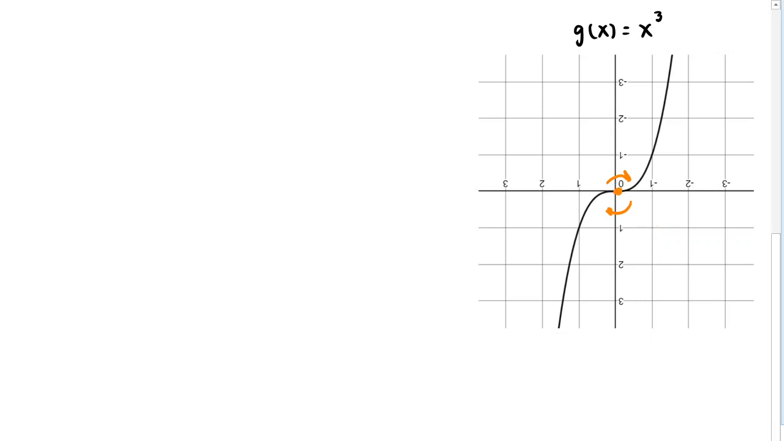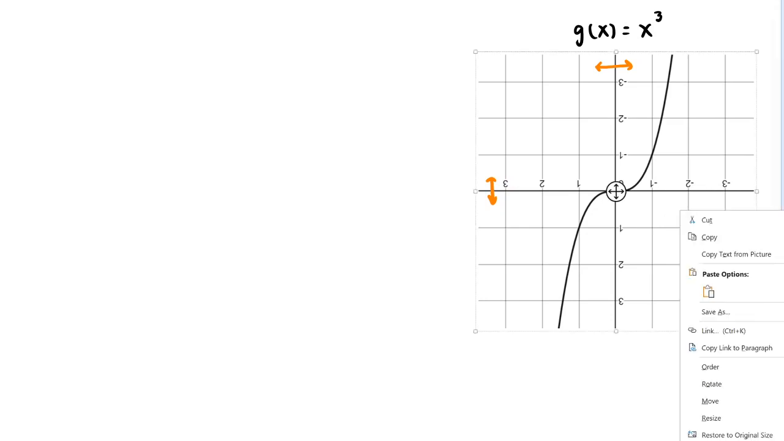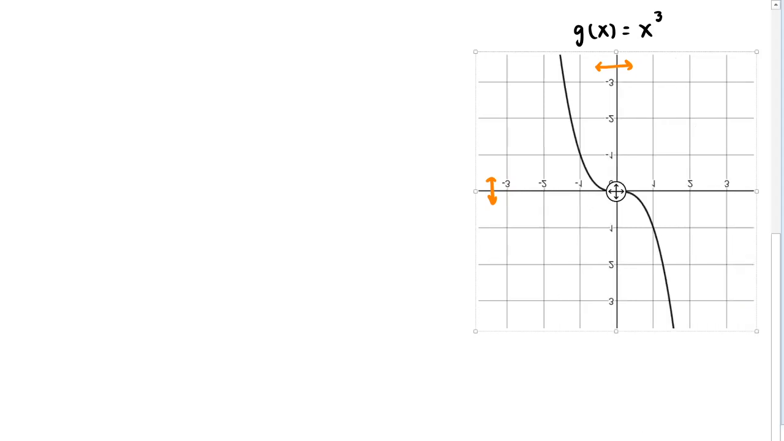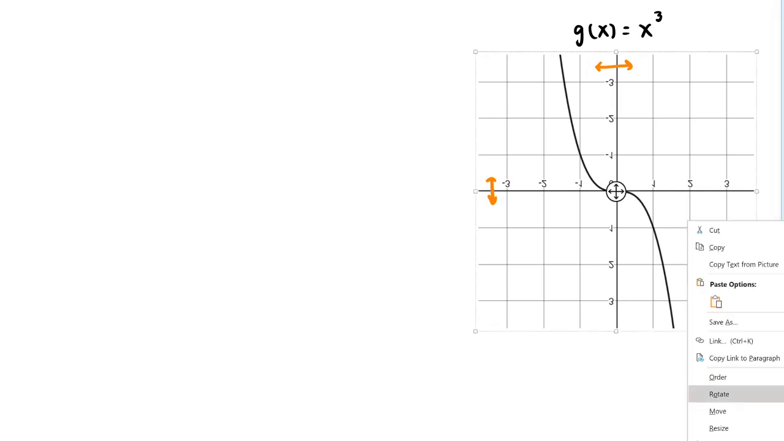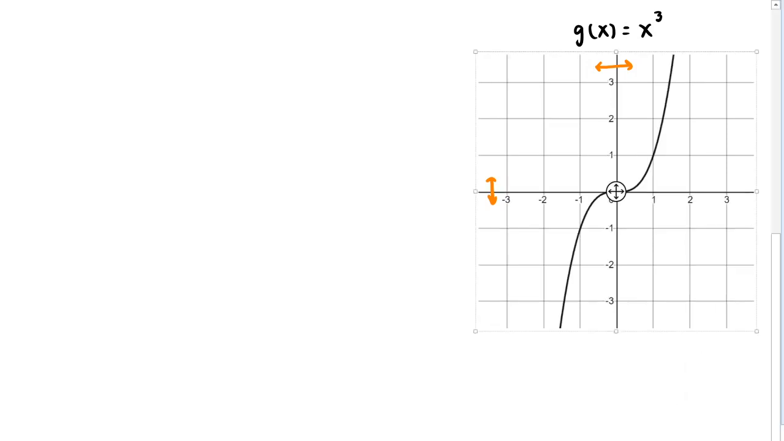Another way you can define the symmetry for an odd function is that if you reflect the graph over both the y-axis and the x-axis, you'll end up with the same graph. Let me do that as well. If I take this graph and flip it horizontally, over the y-axis, and then flip it vertically as well, over the x-axis, we end up with the same function we started with.